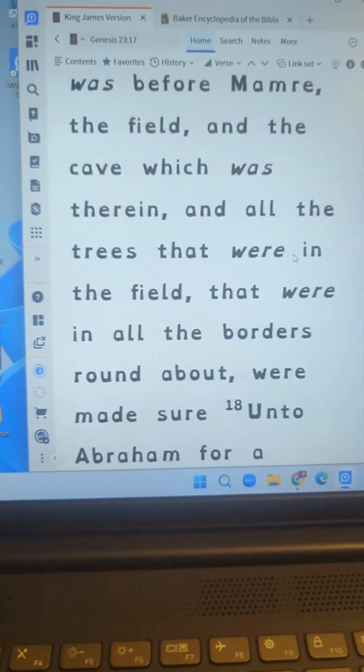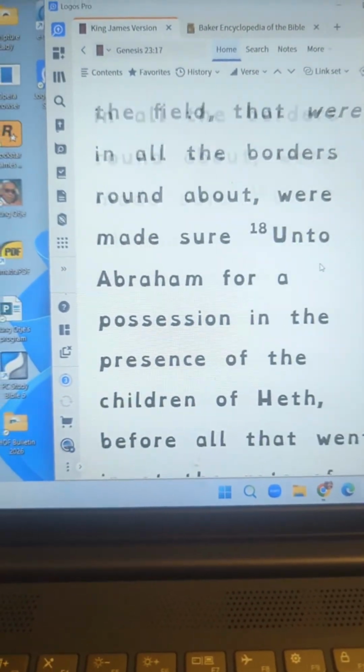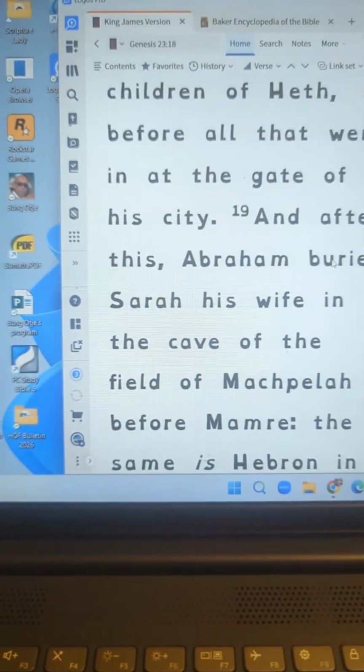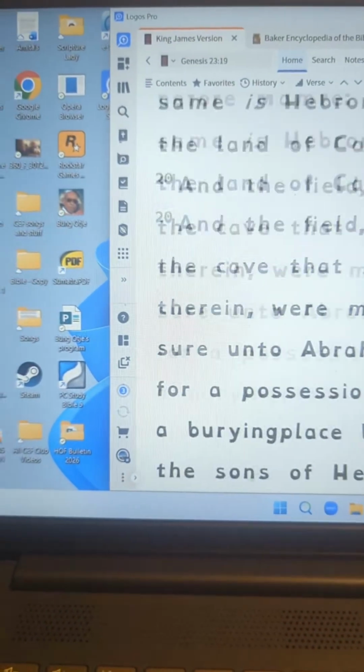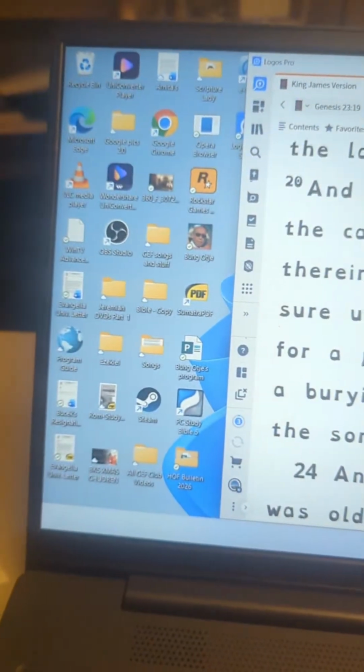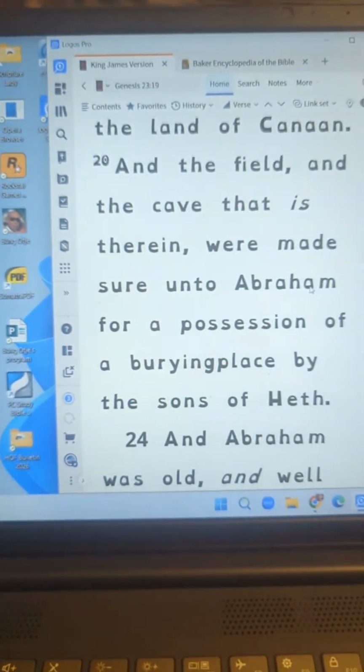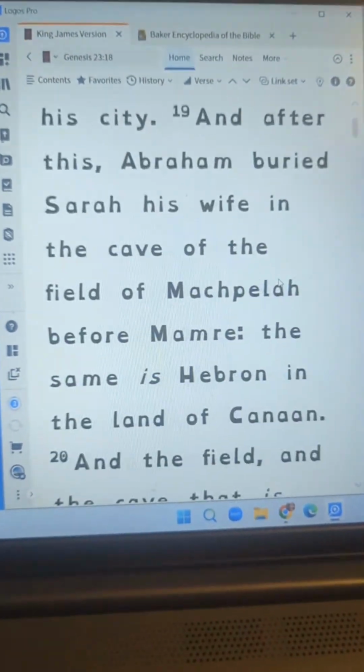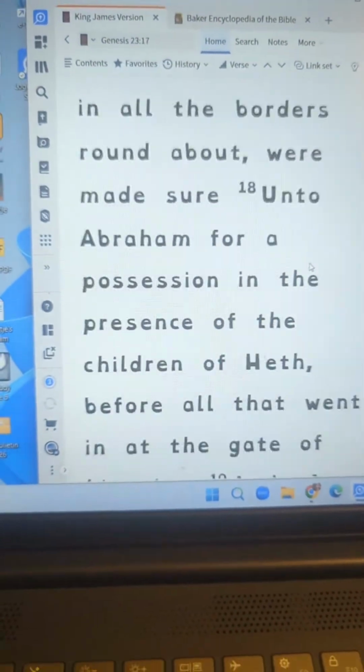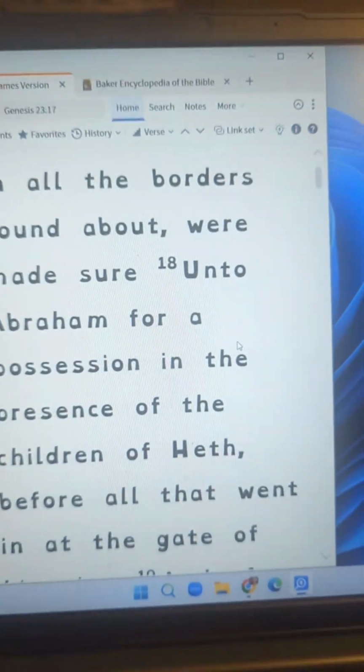Okay. Let's see how much is left here. I'm gonna skip ahead real quick. Okay, we got till verse 20. So let's go back to verse 18. Yeah, just so we know.